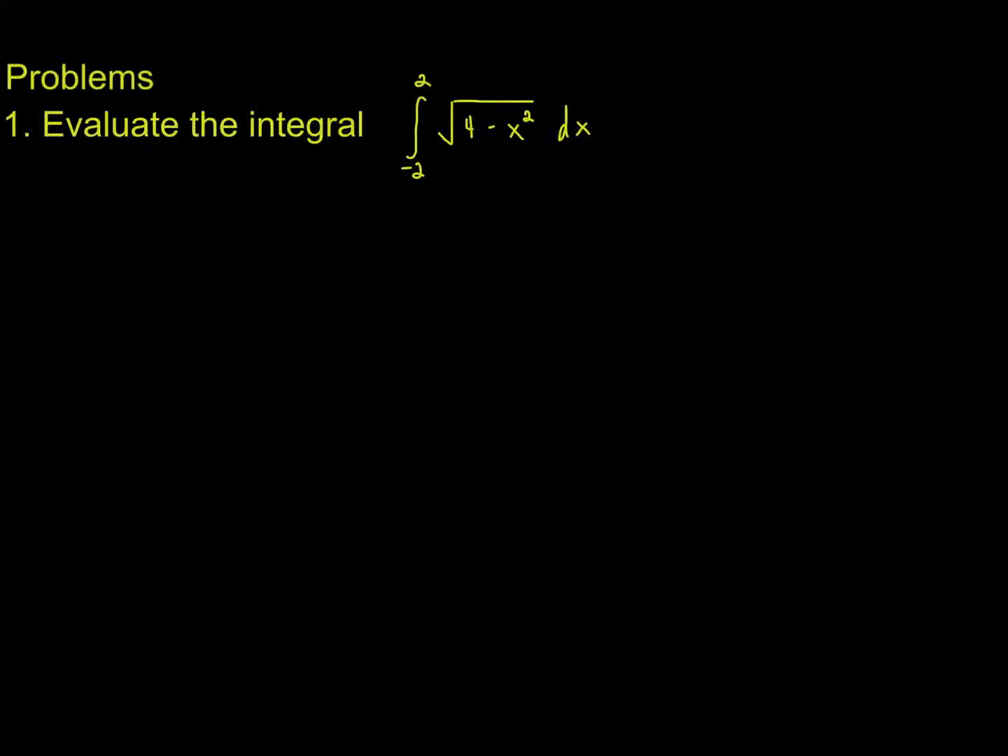All right, let's start by evaluating the integral from -2 to 2 of the square root of 4 minus x squared dx. Try this first on your own, and then we'll take a look at it together.